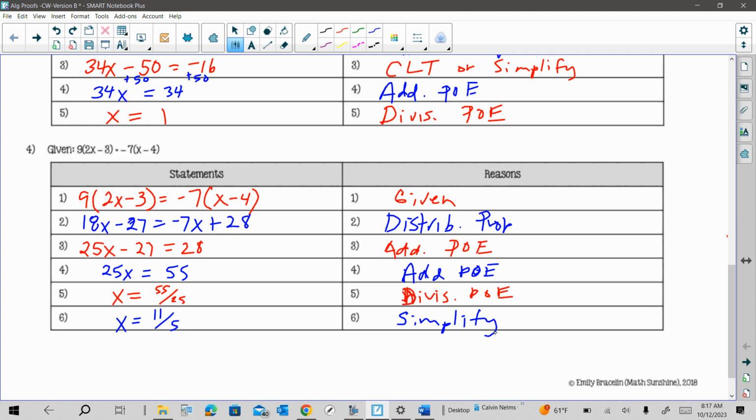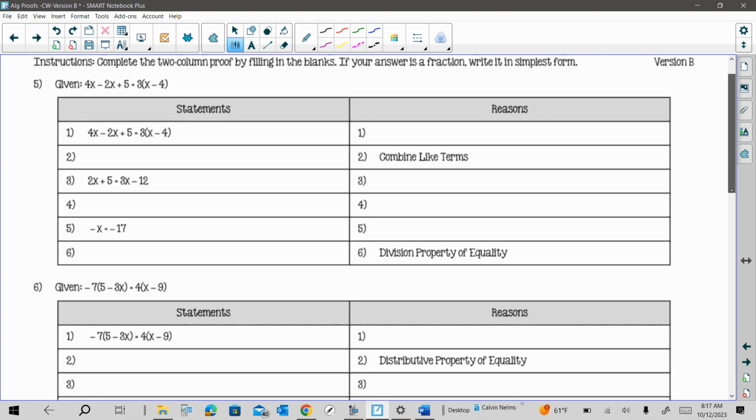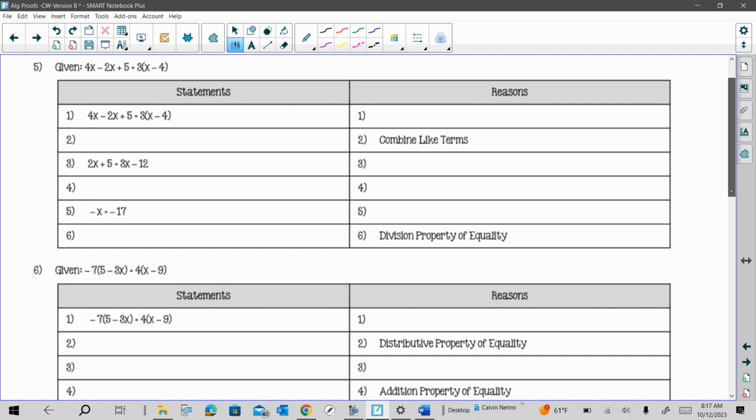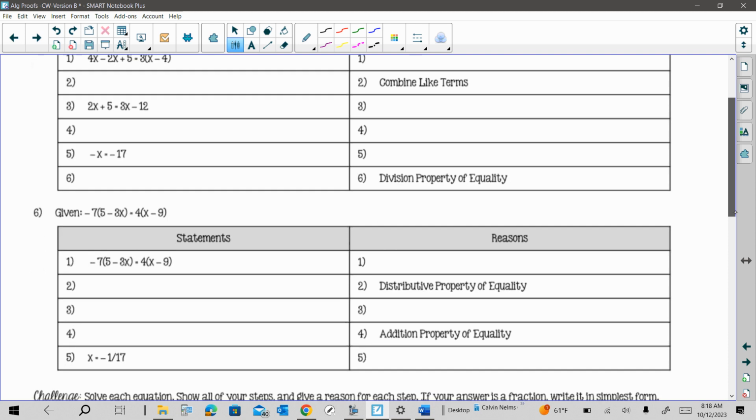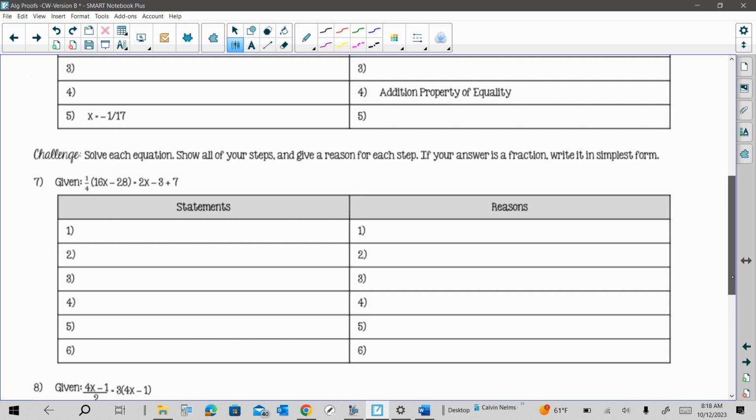All right, so on the back, which is what I want you to try on your own and complete, you have some more, where some of the statements or some of the reasons are given to give you clues to finish. They give you some hints on the first 2, and then you have 2 to complete on your own from start to finish.